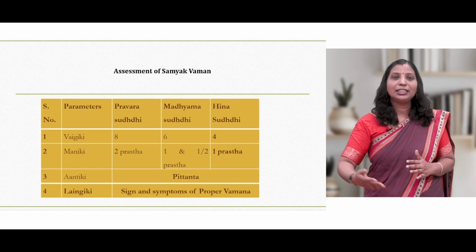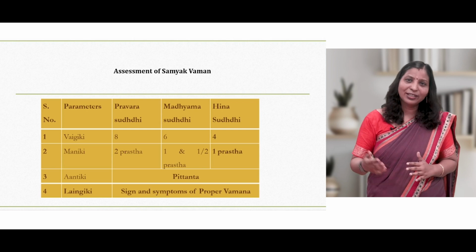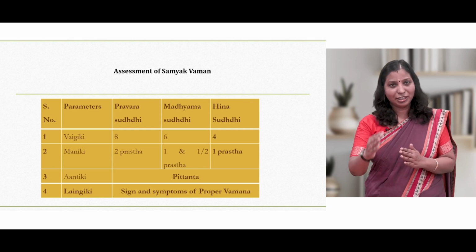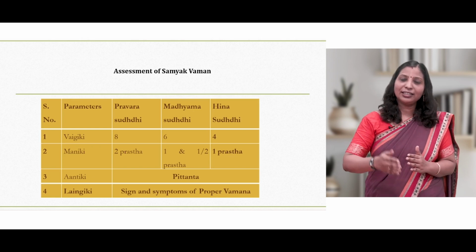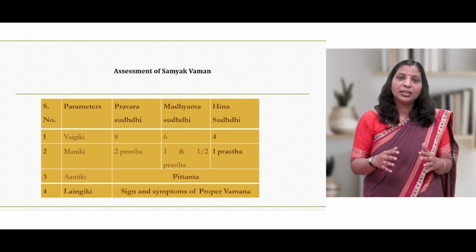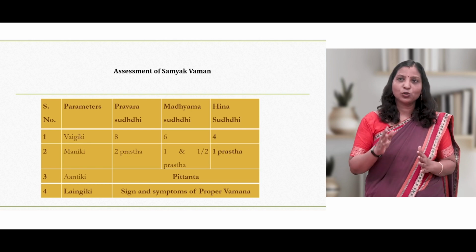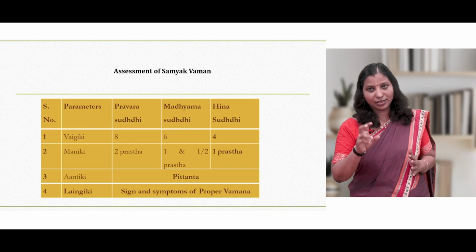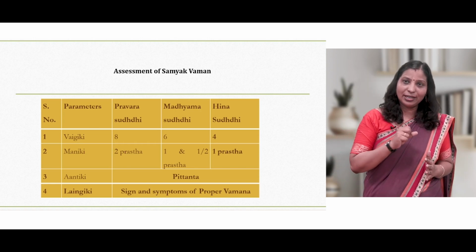But when we see in the practical of Vamana, it doesn't come in such a way. Sometimes it comes as a Vega, like projectile vomiting, and again in some patients it comes as an Upavega. The patient will just vomit, there will not be projectile vomiting. So it is very difficult to calculate how many Vegas there are.